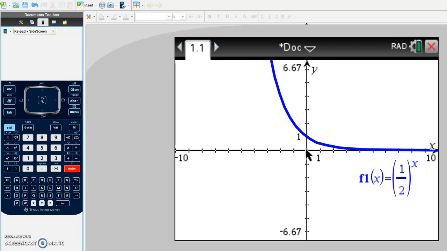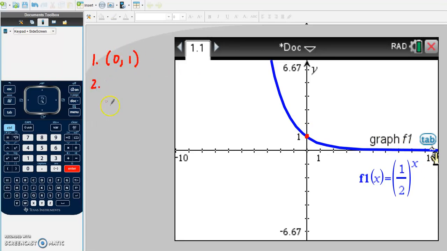The first question was to identify the x and y intercepts. So if I look at my graph, I can see that I definitely have a y-intercept, but I will not have an x-intercept because this never will cross the x-axis. So I just have a y, which is going to be 0, 1.